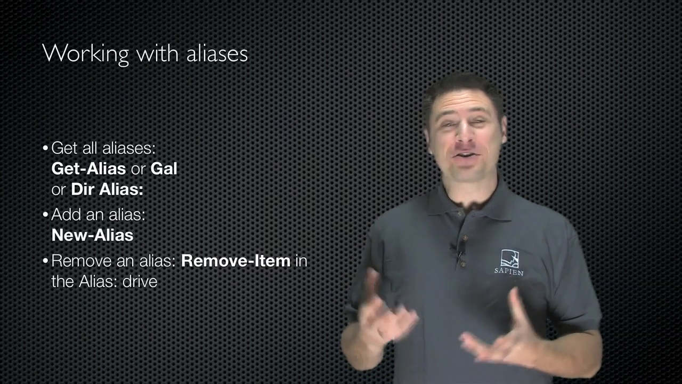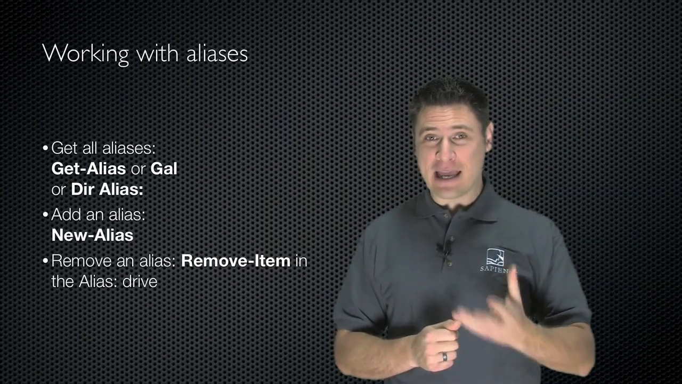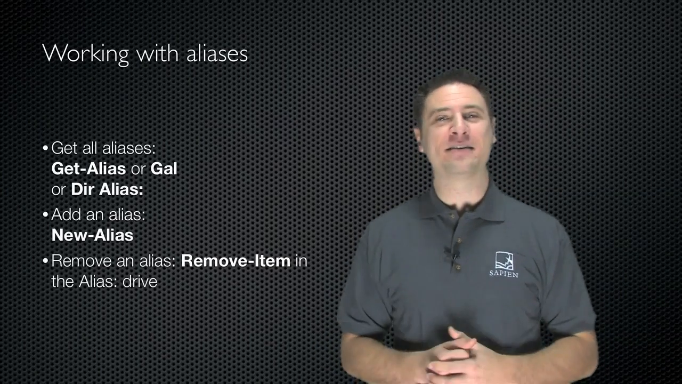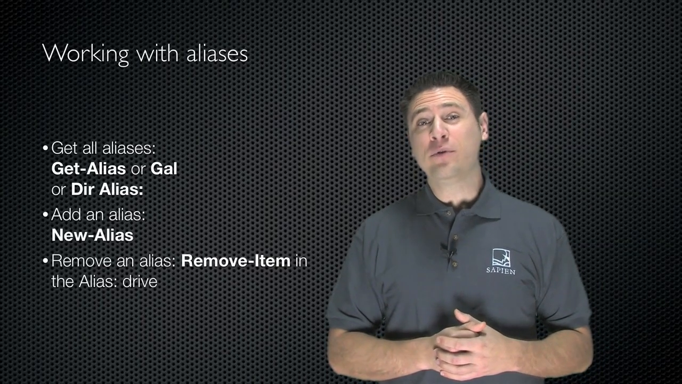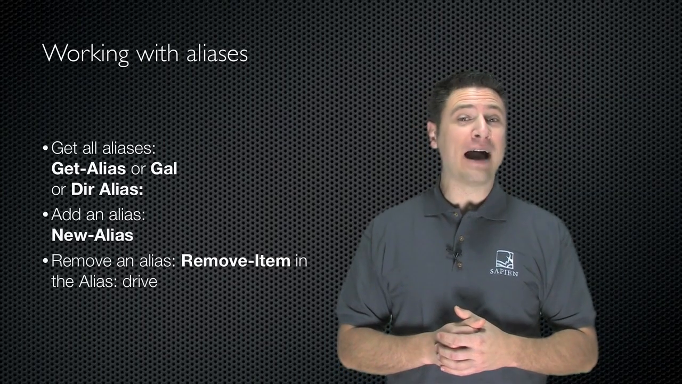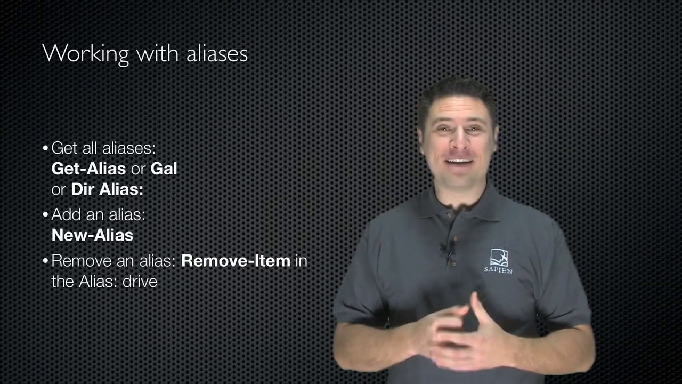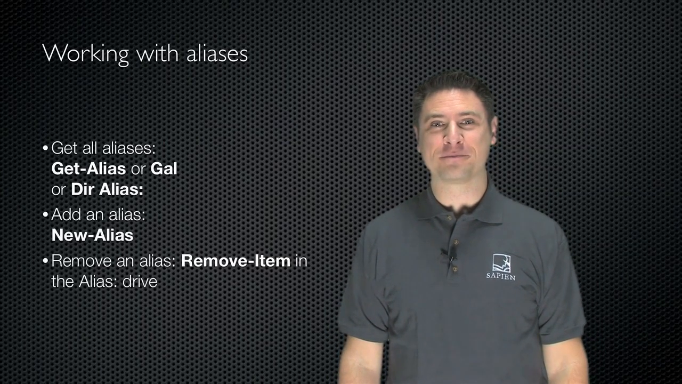And that's because PowerShell's own storage is exposed as a set of PS drives. So you actually have a drive called alias, and you get a directory of it, and that's all the aliases. To add a new alias, it's New-Alias. And to remove an alias, you use the Remove-Item cmdlet, which has an alias called del for delete, on the alias drive. Let's take a look at making an alias and see how that works.